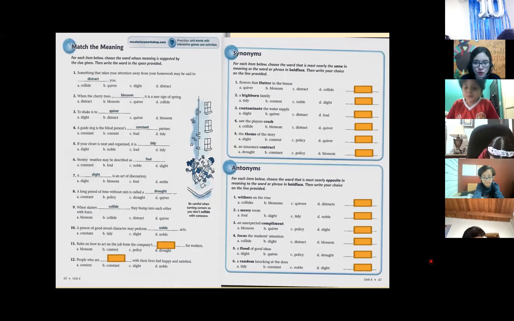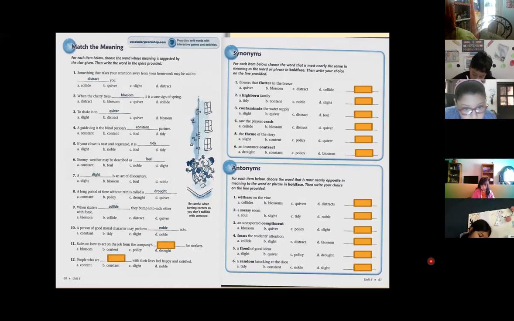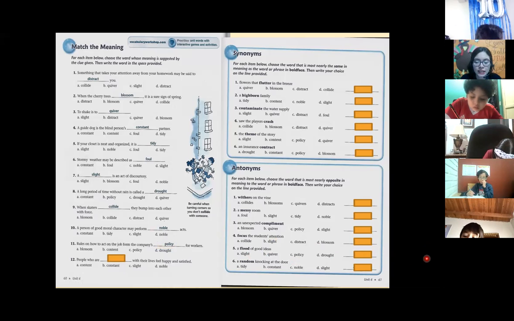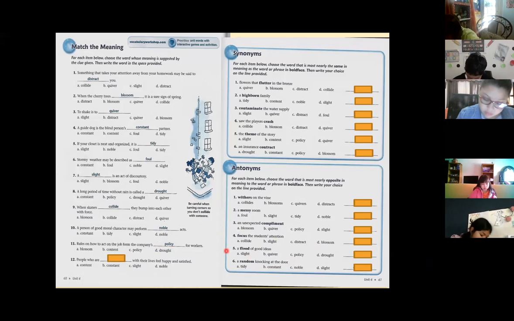Good moral character. Number 11. Rules on how to act on the job. Policy. The company's policy. Excellent. Each company has a different policy. They have different rules. Number 12.